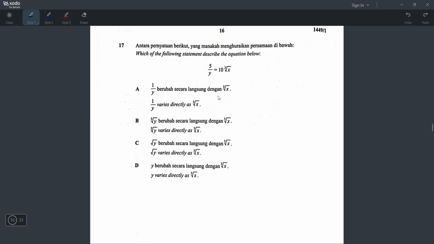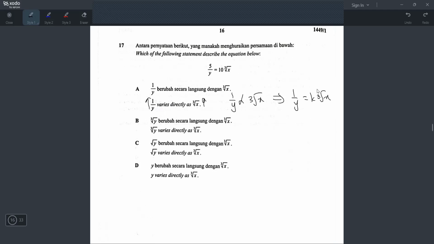Yeah. So how we do it is, okay, first of all, if you look at this, 1 over y varies directly. Varies directly means atas dengan atas. Okay. It means bila dia naik, dia pun naik. Okay. Dia dua-dua naik. So varies directly as cube root x means like this. Okay. Like this. Right. And when you change it to equation, this is the symbol for relationship, and you can change this symbol to equal. But you have to tambah k, right? Right. So this is how it will end up.